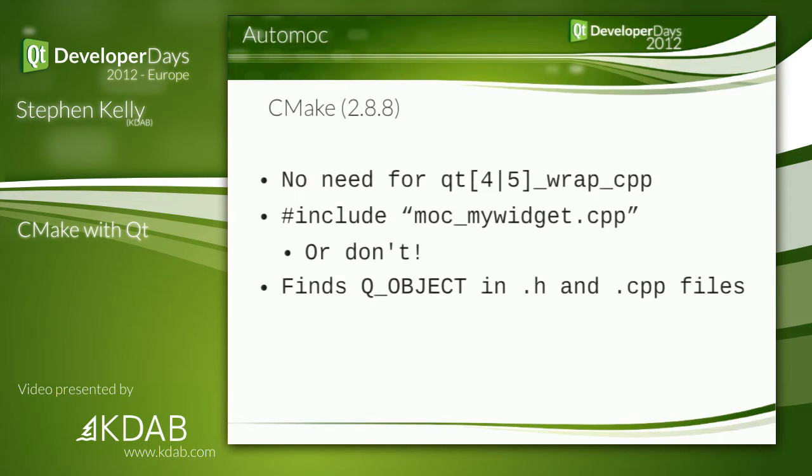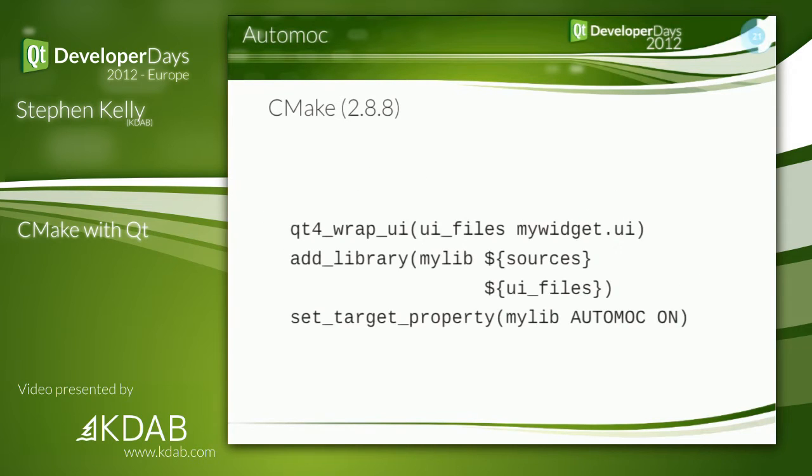What it actually does is it looks for the QObject macro in header files and in CPP files. So the way that you use that is you either set the Automoc property on the target that you want to have Automoc available on. You can set it to on or true or any other true variable after the fact. So after creating the library, after calling add library, I can set a property on it.